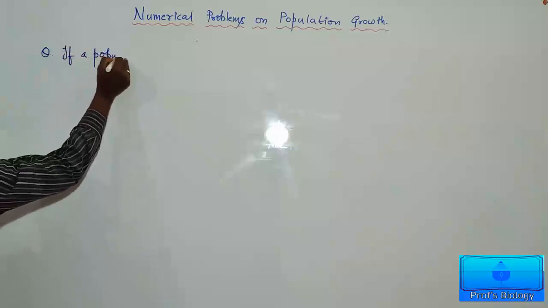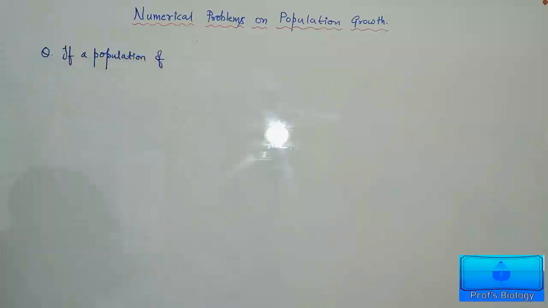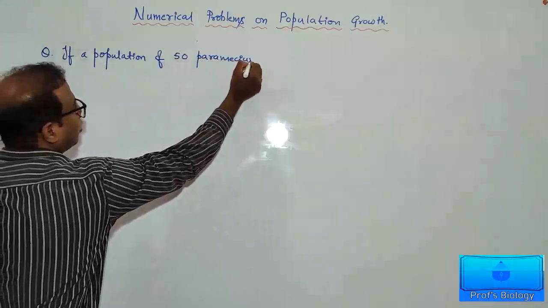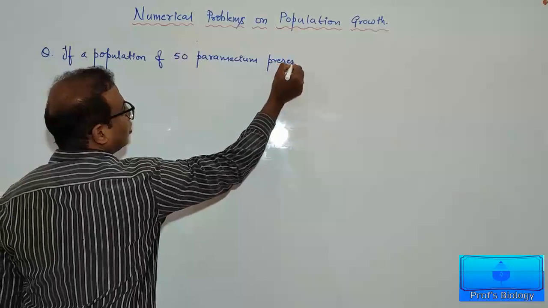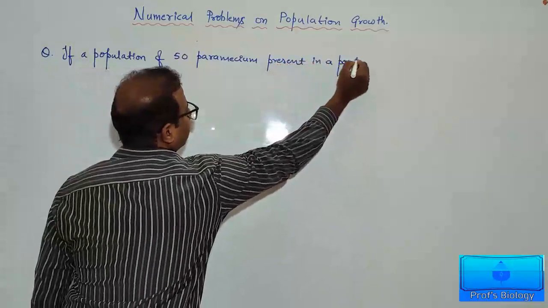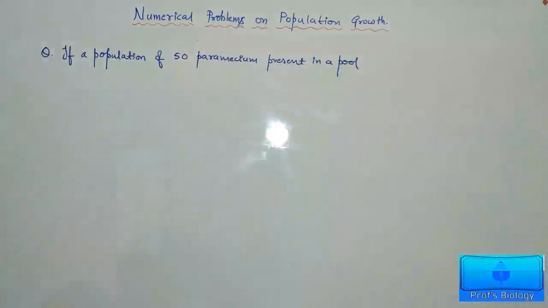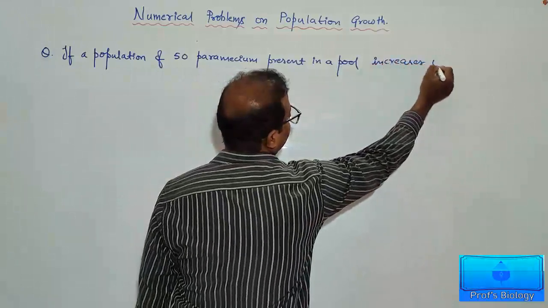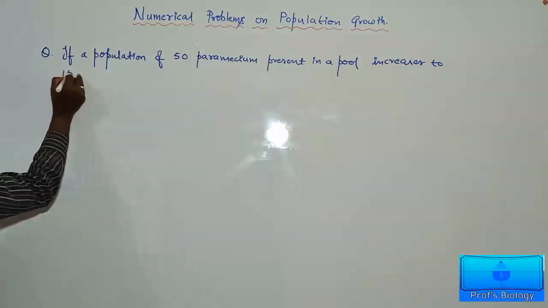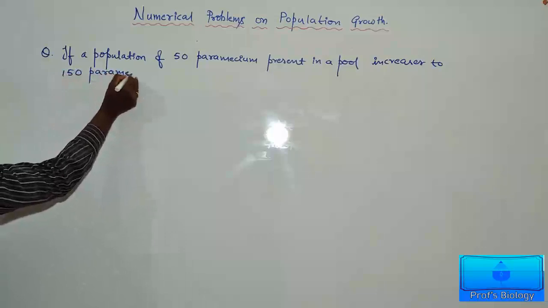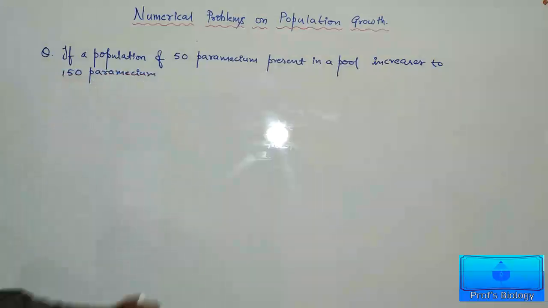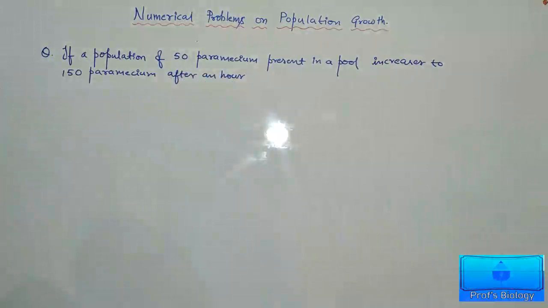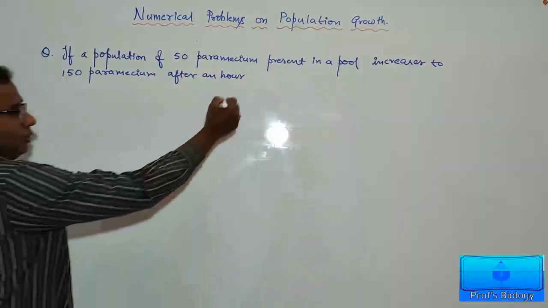If a population of 50 parameciums present in a pool increases to 150 parameciums after an hour, what would be the absolute growth rate of population?